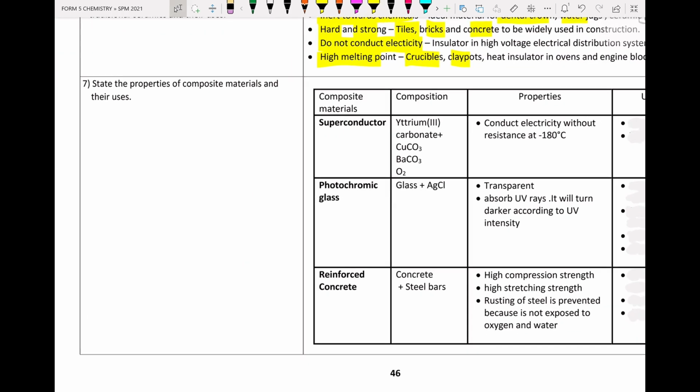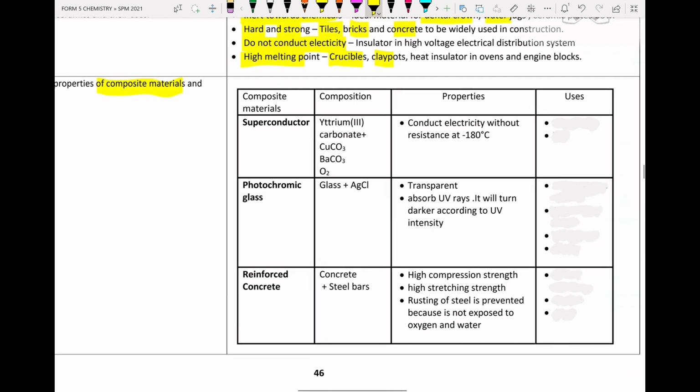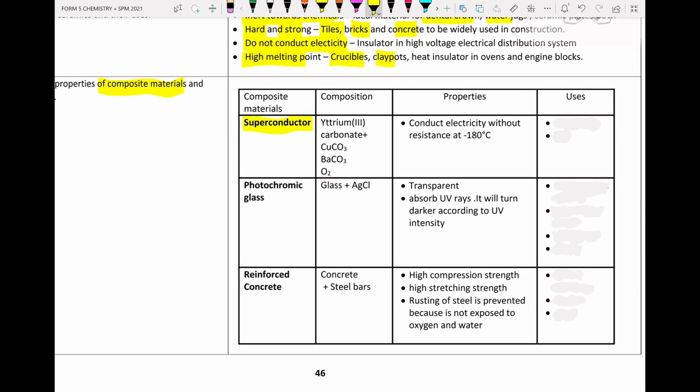All right, please remember. The last part of chapter 8 is composite material. Superconductor is made up of yttrium carbonate, copper(II) carbonate, barium carbonate, and oxygen. It conducts electricity with zero resistance at a temperature of negative 180 degrees Celsius. It is used in the wiring system in bullet trains and MRI.